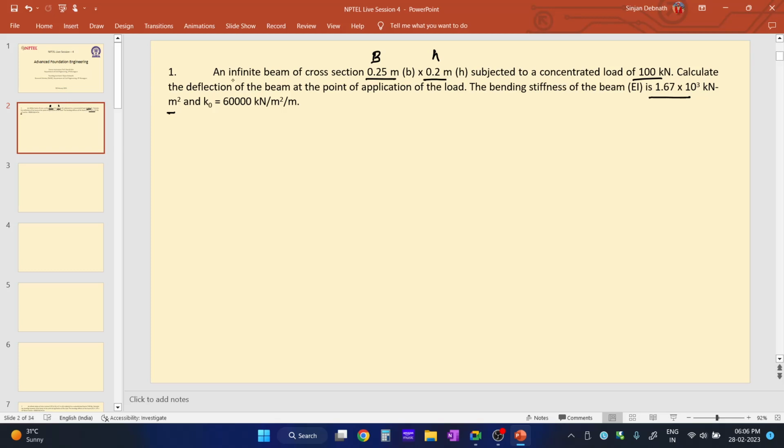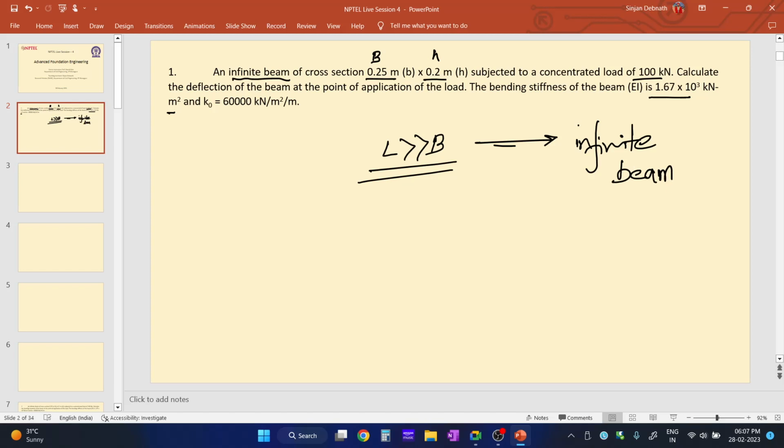Infinite beam. In soil structure interaction, a long strip footing, where the length is very long, can be represented using an infinite beam. Strip footing can be represented mathematically using an infinite beam.